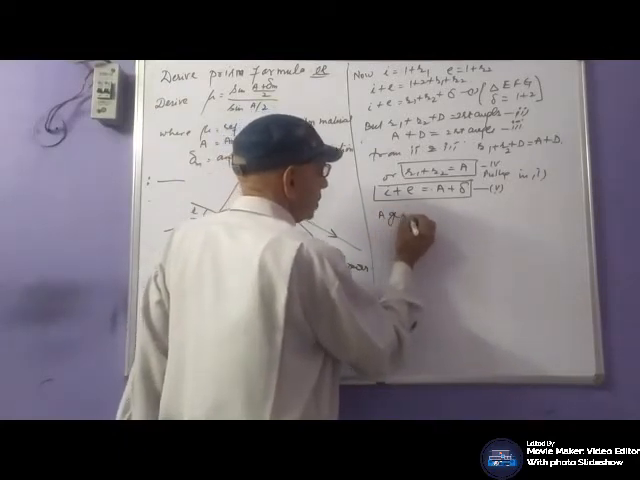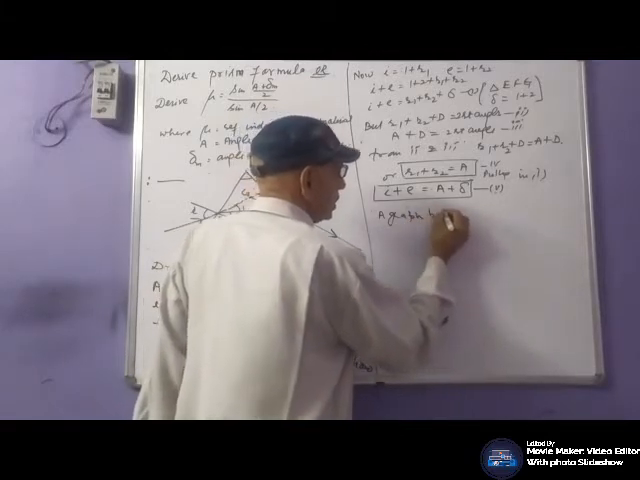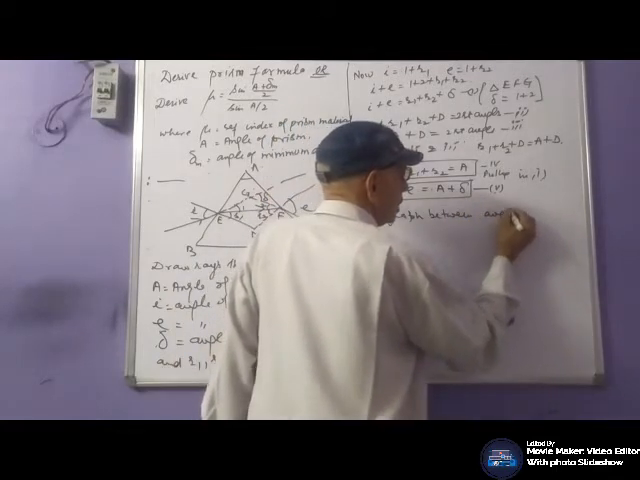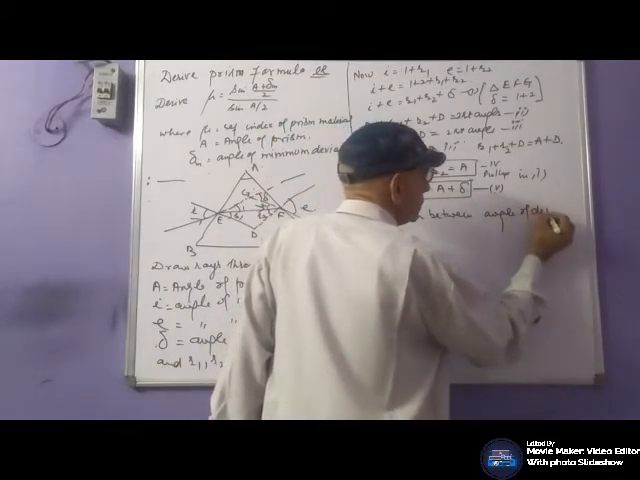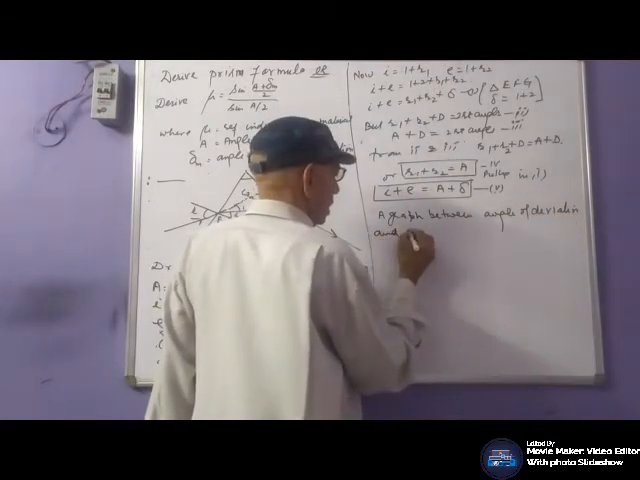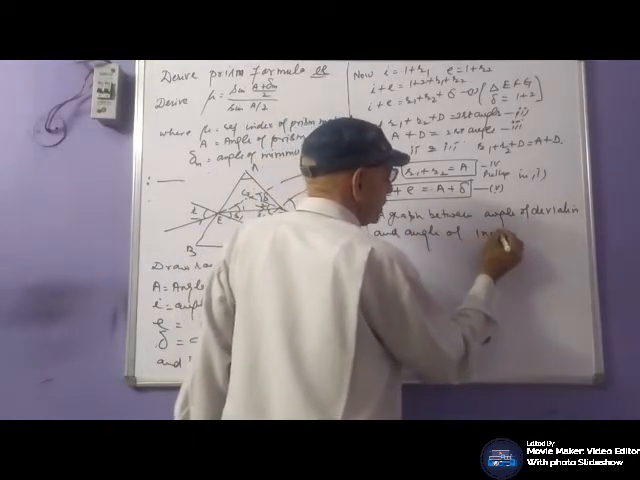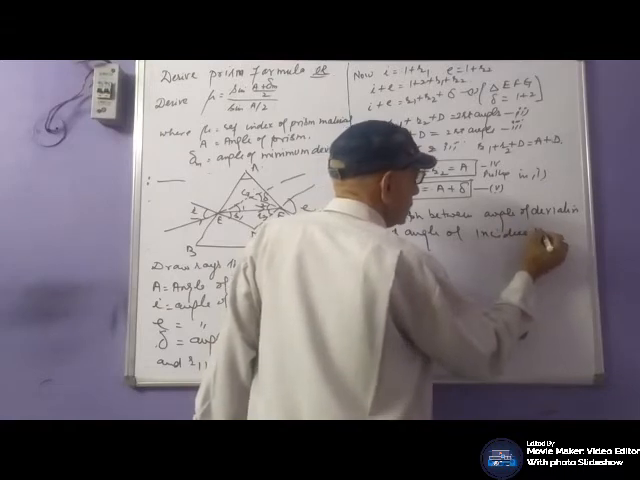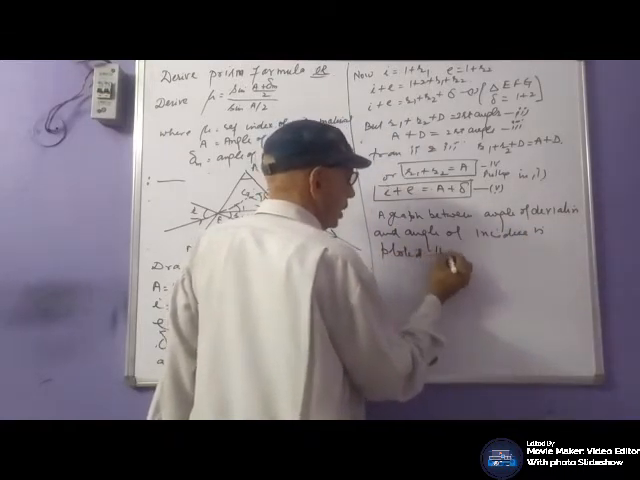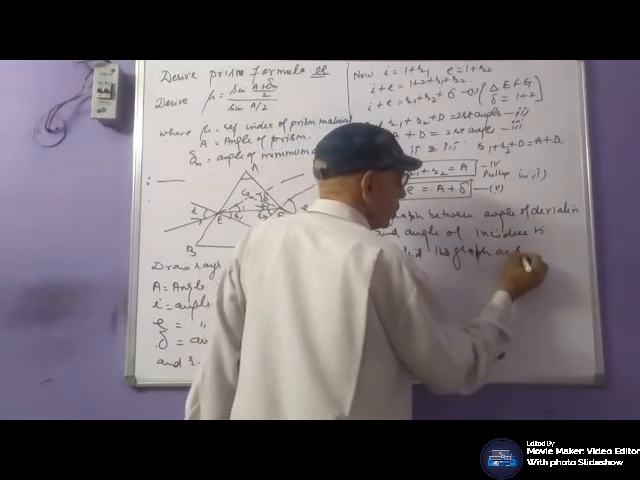A graph between angle of deviation and angle of incidence is plotted. The graph as shown.